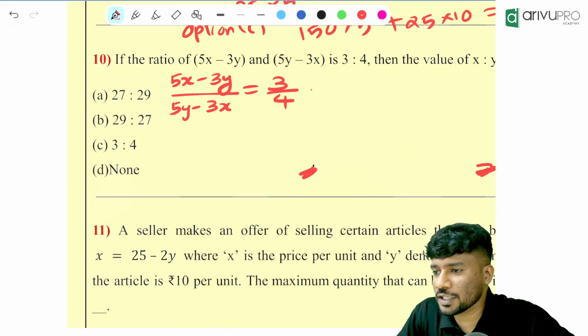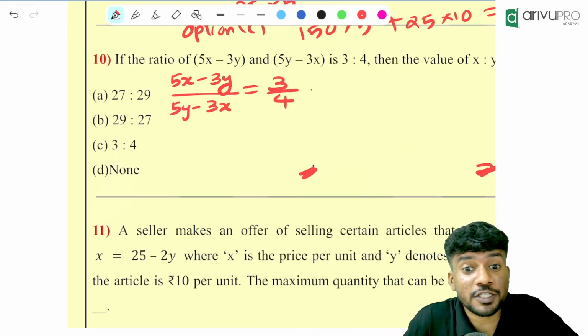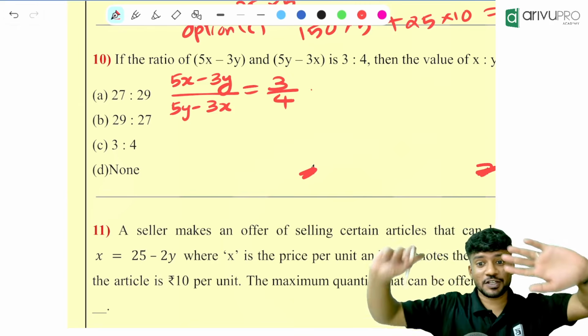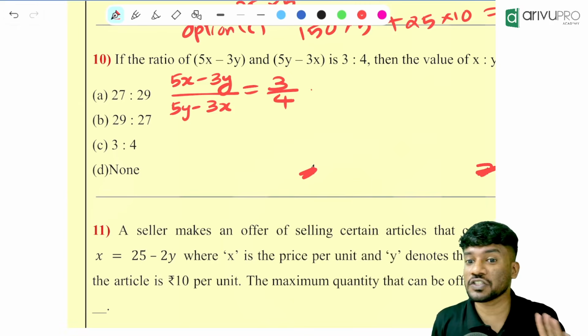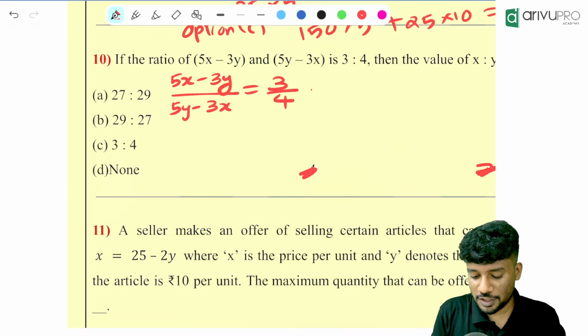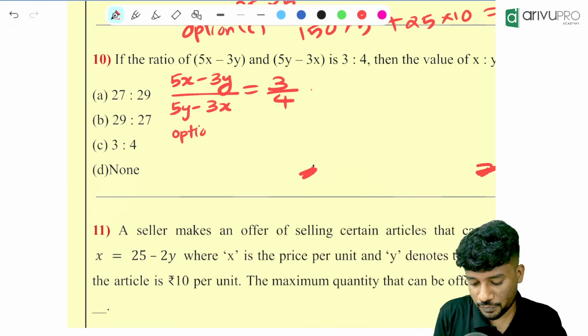Can I tell you the shortcut? You will be seeing multiple questions based on this. If you take any question paper, usually one question will be based like this. The method is, you will option hit and check.